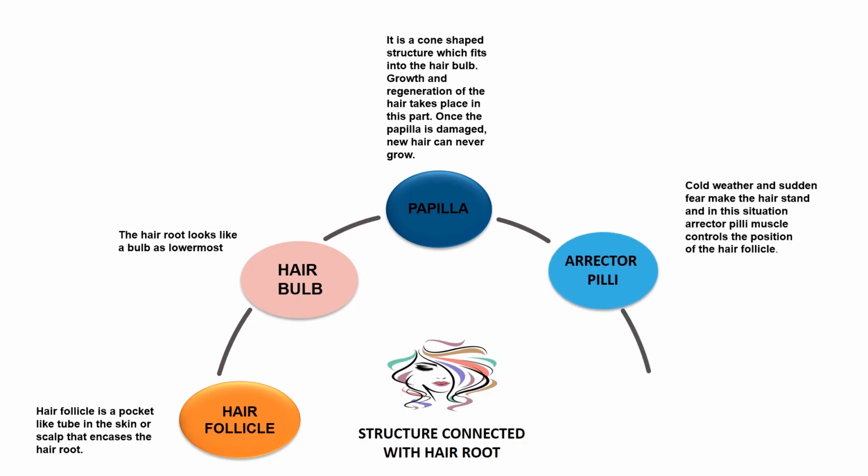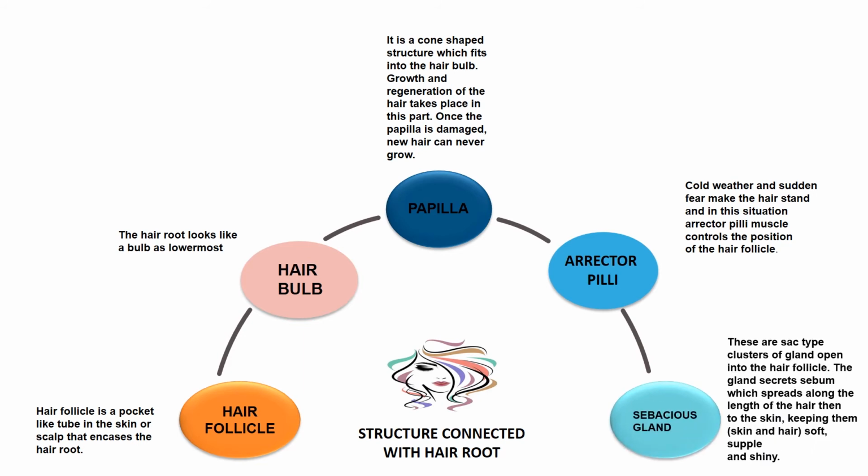Erector pili. In cold weather and sudden fear, the hair stands, and in this situation the erector pili muscle controls the position of the hair follicle. Then comes the sebaceous gland. These are sac-type clusters of glands that open into the hair follicle. The gland secretes sebum, which spreads along the length of the hair to the skin, keeping both skin and hair soft, supple, and shiny.